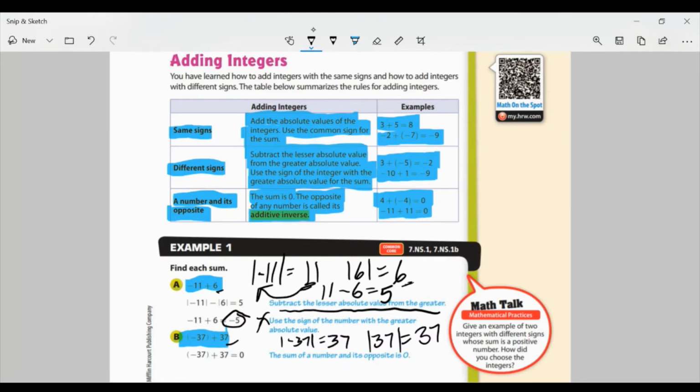Now we're going to do just like we did up top. I'm going to subtract them. So 37 take away 37 is 0, because the sum of a number and its opposite is 0. These are opposite numbers. Negative 37 and positive 37 are opposite numbers, and that's an additive inverse. So it's going to be 0 every time.